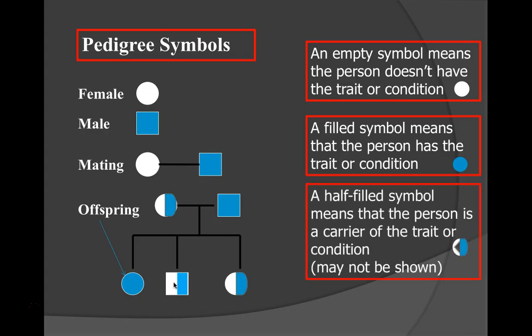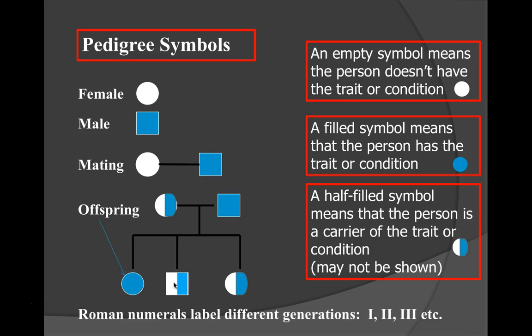And last, if the circle or the square is half filled, that means that they are carriers. So they do not show the trait or condition, but they are able to pass on a copy to the next generation. And the generations are labeled with Roman numerals, and then the individuals themselves are labeled with regular Arabic numbers.